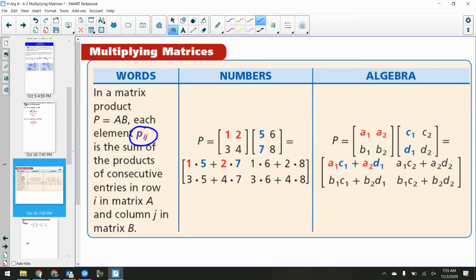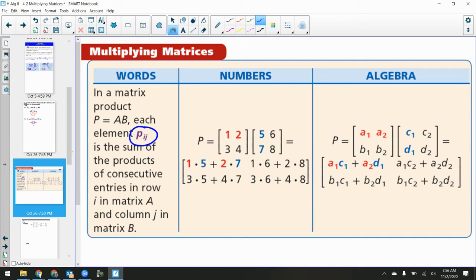Every entry that has a specific address is the sum of the product of consecutive entries. Whoa, that's a big statement. Sum of the product of consecutive entries. Let's break that down. Sum of the product means I'm going to multiply things together, which makes sense, and then I'm going to find the sum of those things. I'm going to eventually add them together.